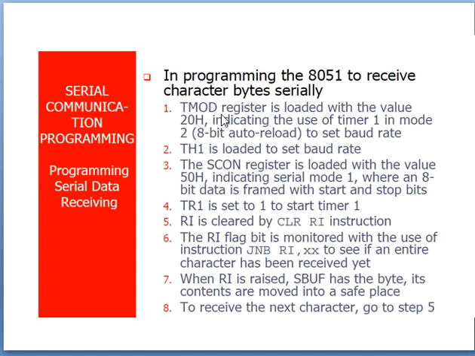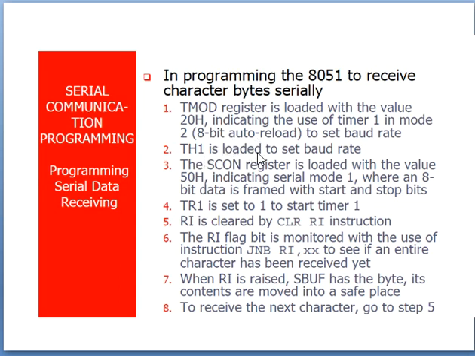First step, what you can see is that the TMOD register is loaded with a value of 20H, indicating the use of timer 1 in mode 2, that is 8-bit auto reload, to set the baud rate. In this case, we know TMOD has to be set first, so that we decide which timer is going to work and which mode it is going to operate in. When you set TMOD to 20H, it is going to work in timer 1. When you set it for 01, it is going to work in timer 0. Since it has been set to 20H, it is going to work in timer 1, and it is also working in mode 2 operation. Mode 2 is the 8-bit auto reload mode.